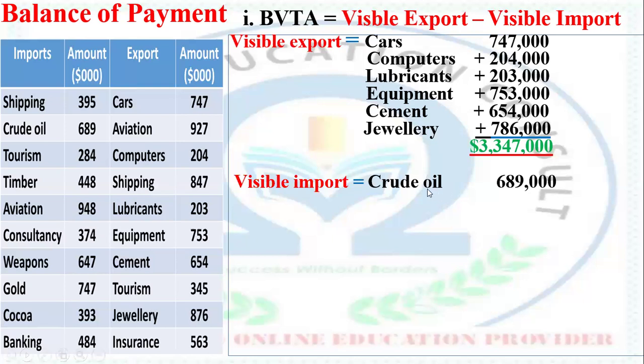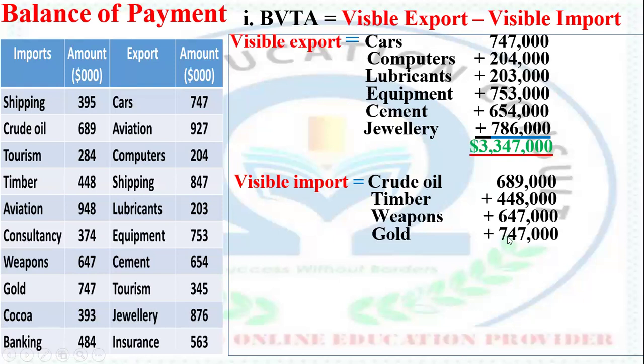Amazing work done. So we have crude oil, then we have timber, we have weapons, we have gold, then the last one is cocoa. Now, take note of the addition sign that has been added. And it is mandatory that you add those addition signs and then put them at the appropriate places. So let's put them together. Let's see what you will get.